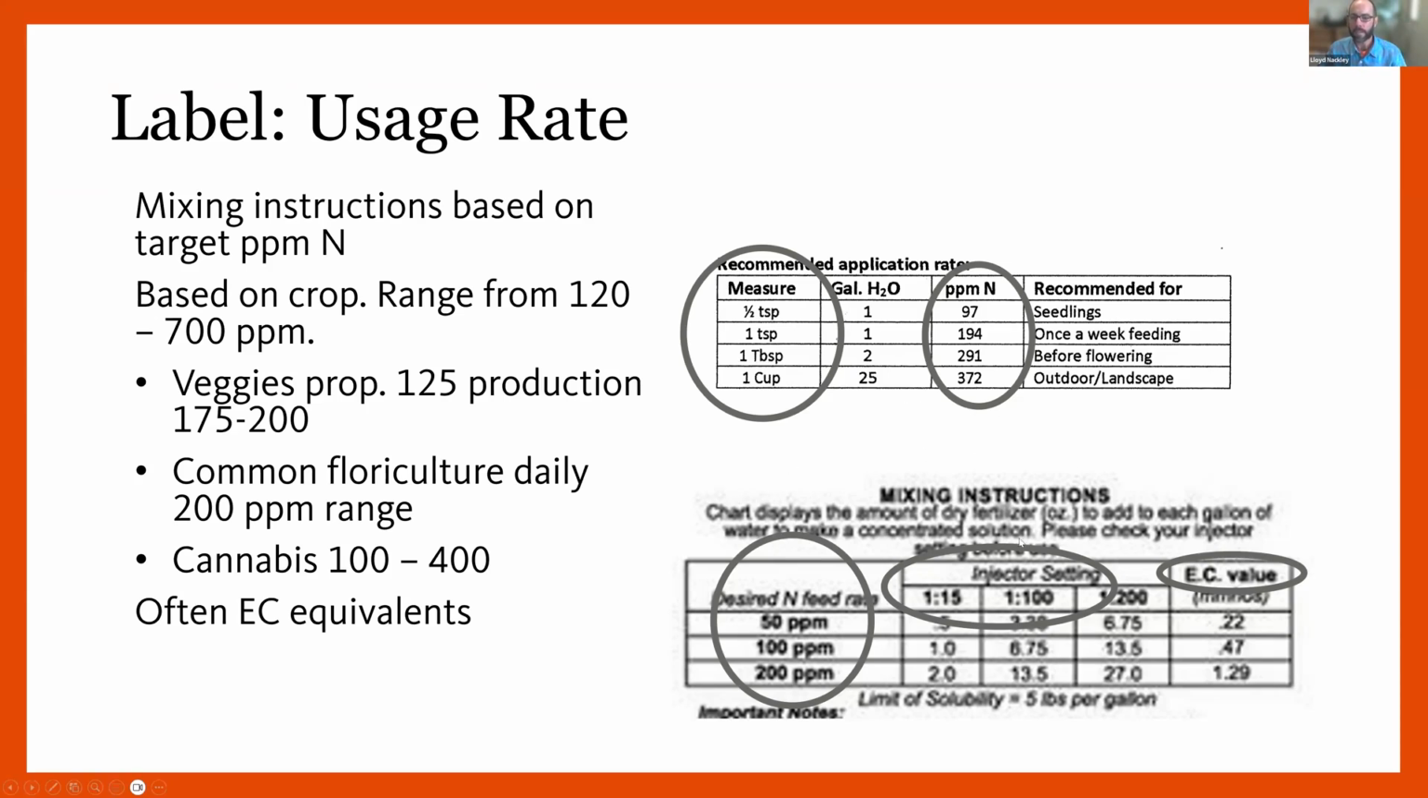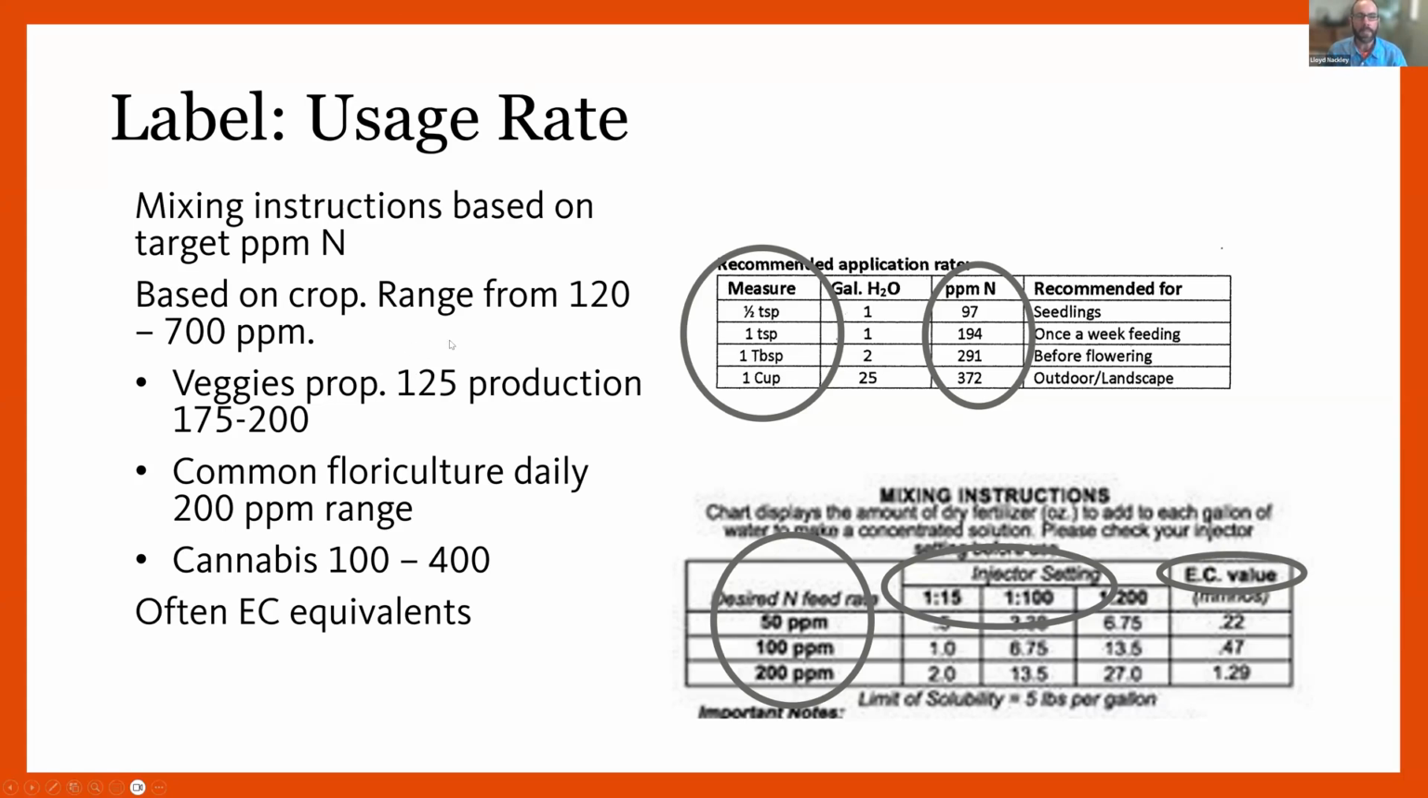It usually, or can be, given as an EC value, an electrical conductivity value, as a way to check it. Also, most of the bags will have injector settings, to let you know how many grams you need to add if you're injecting at different ratios. The examples are 1 to 15, 1 to 100, 1 to 200. That's how concentrated your stock tank is going to be.